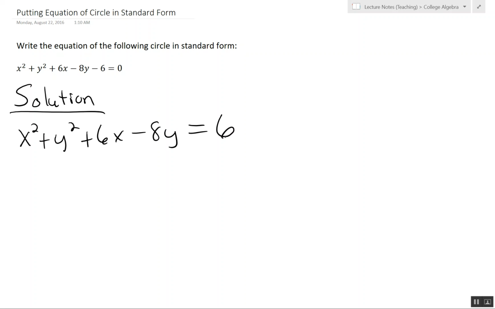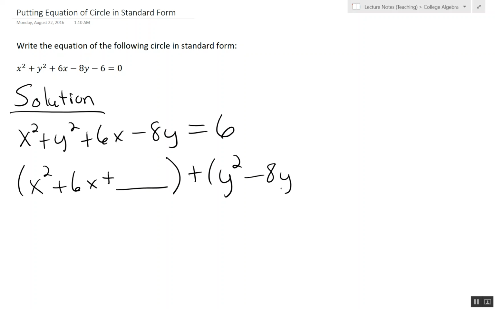And then we're going to take the x variables and group them together. And notice that I'm going to create a blank spot here. And that's the term we're going to have for completing the square. And then I'm going to do a similar thing with the y. So y squared minus 8y plus blank equals 6. And so we need to figure out what goes in the blanks.